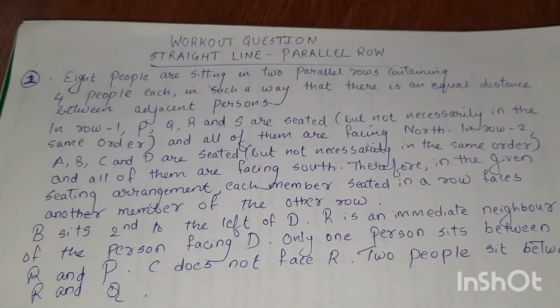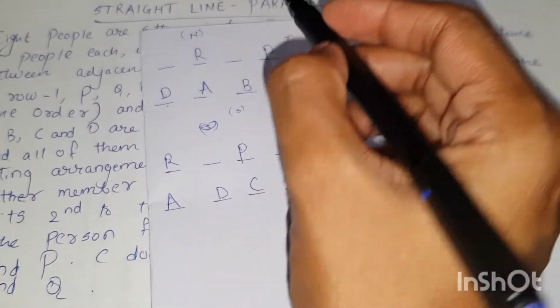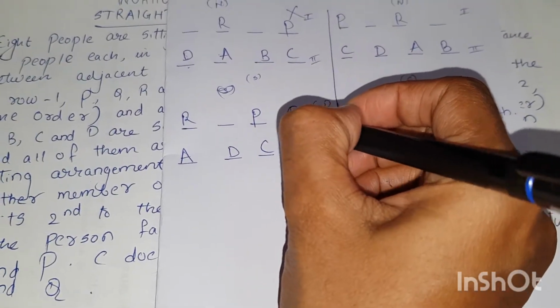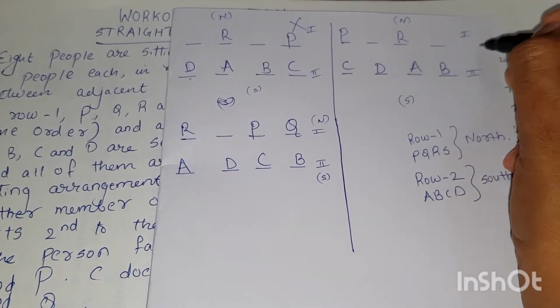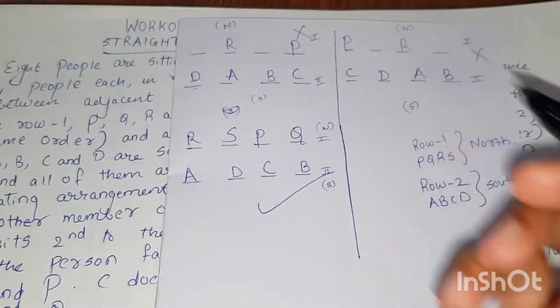Now, 2 people sit between R and Q. Between R and Q, 2 people are sitting. So this diagram is not possible. This is possible. In this case, it is not possible. So the correct diagram is this, and this is S.